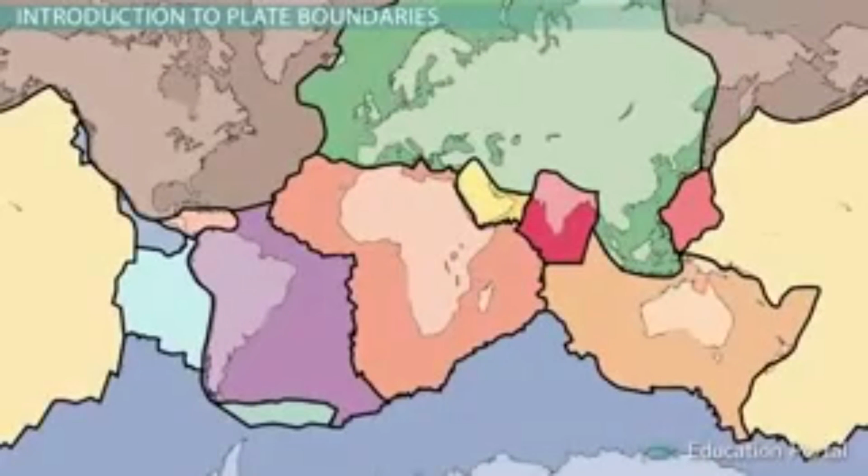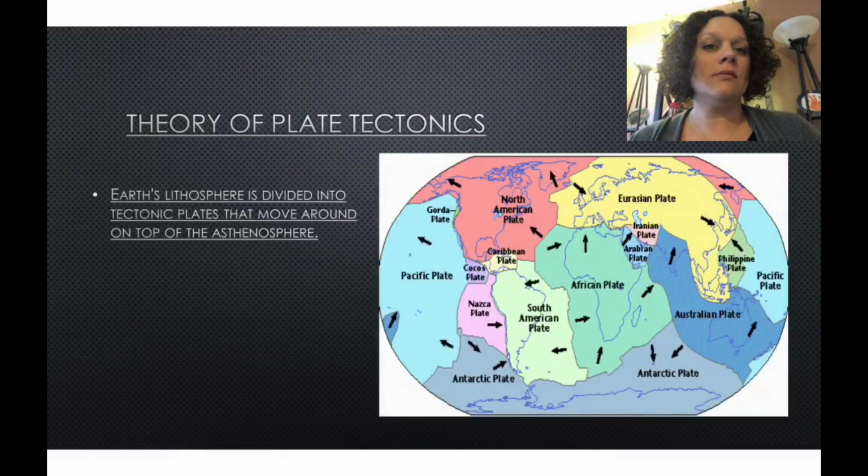The map may seem confusing at first, but the main thing is that the colored lines show the lines where the crust is broken up into many different plates. Most are named after the continents that are contained on them.